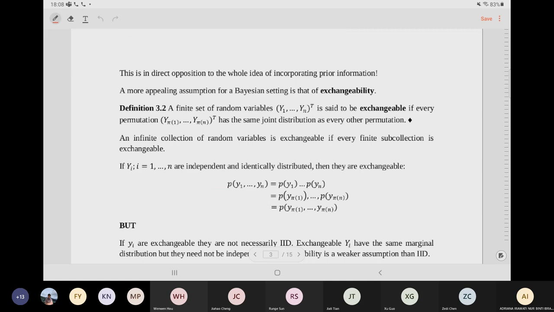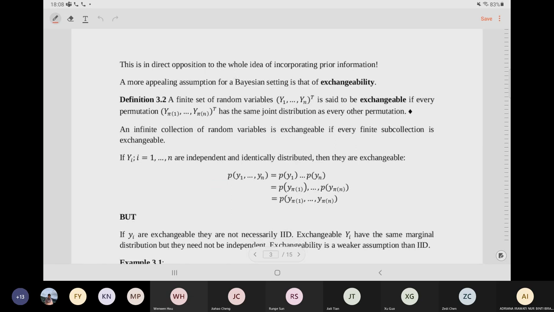Okay, exchangeability means that if you have a set of random variables, so this is definition 3.2. If you have a set of random variables Y1 to Yn, this set of variables is said to be exchangeable if every permutation of Y1 to Yn has the same joint distribution as every other permutation. Okay, so this means that for each ordering of the data, you have the same joint distribution, right?